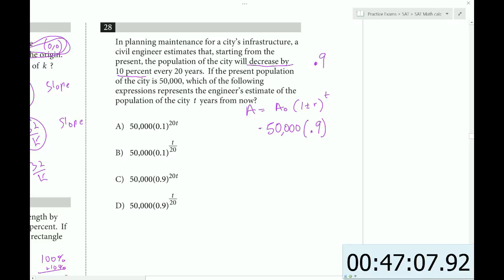Then the tricky part here is the exponent. So it doesn't happen every year. It happens every 20 years. Okay, so this is going to be t over 20. The reason being is that when we have t equal to 20, we're going to want only one application of this multiplier. So if t equals 20, we have 20 over 20 equals 1, so we have 0.9 to the power 1. So we're only applying the multiplier one time. Whereas if t equals 40, of course, we'd apply it 2 times, you see. So this matches up with answer choice C.